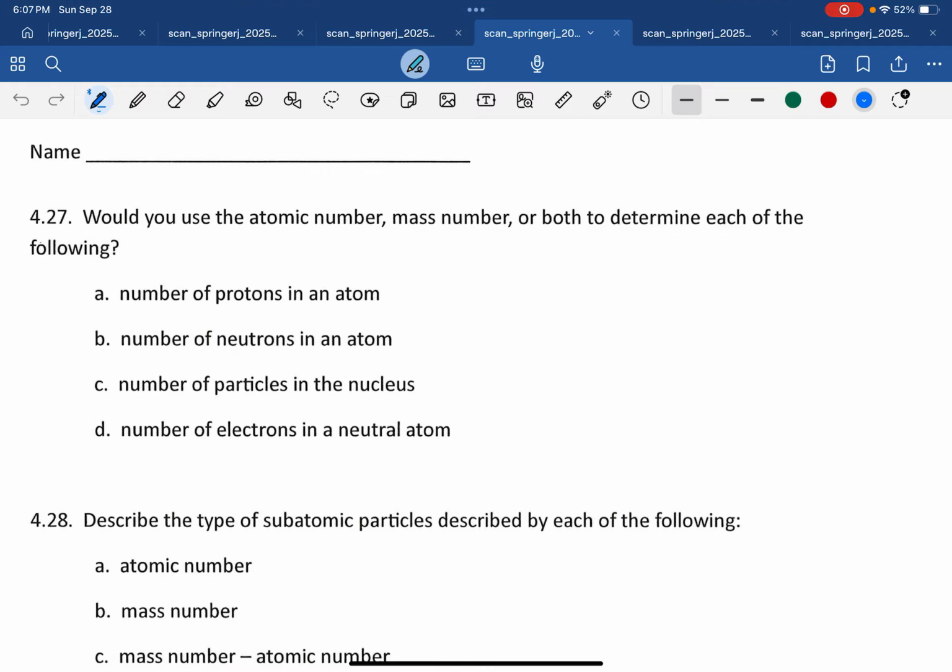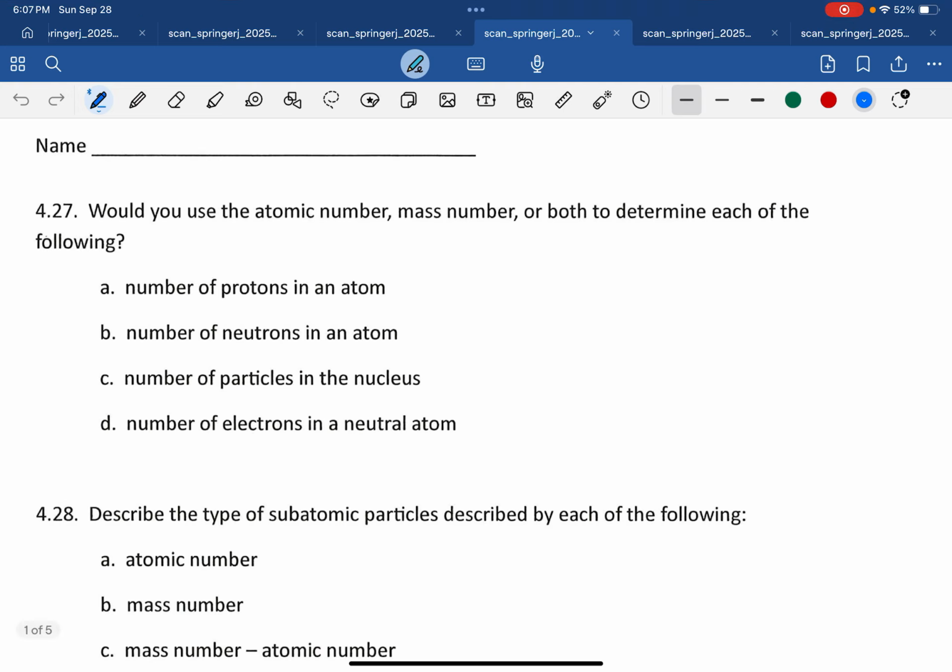But anyway, on number 4.27, would you use the atomic number or mass number? Why is it 4.27? It's just where it turned out. I got this from a book. Where would you use the atomic number, mass number, or both to determine each of the following? If we want to know the number of protons in an atom, that's the same as the atomic number, isn't it?